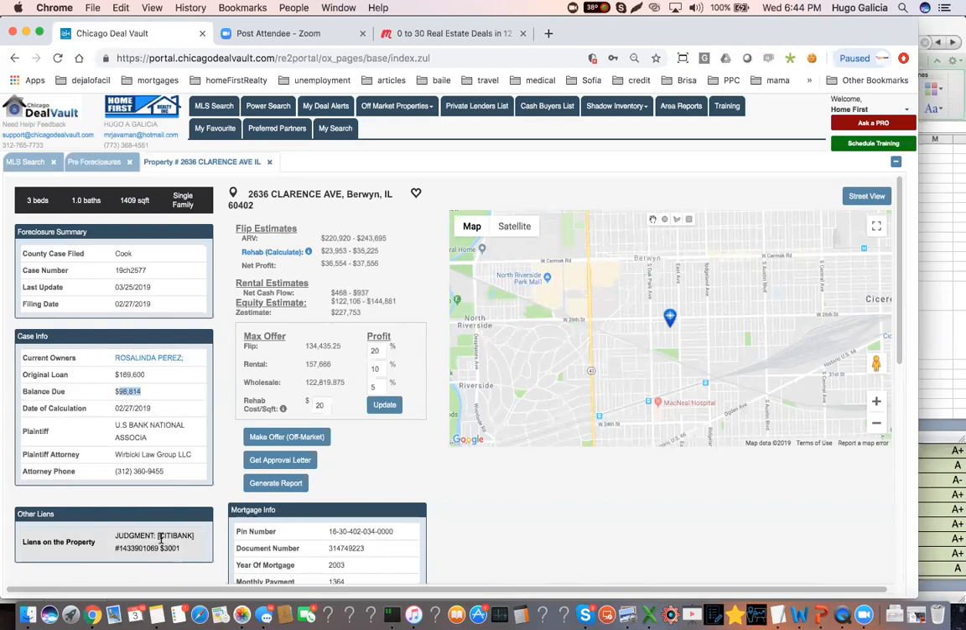98,000. And then, are there any other liens? Yes, there's another lien from Citibank for 3,000. Okay, so about 100,000 plus fees and penalties. Add another 10%, so about 110,000. But how much is this property worth? Look at this. So this property is worth over 220,000. Therefore, there's an estimated equity of over 100,000. So this is obviously a great deal.